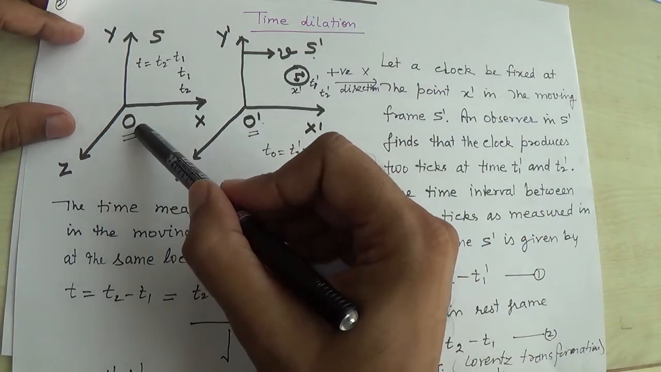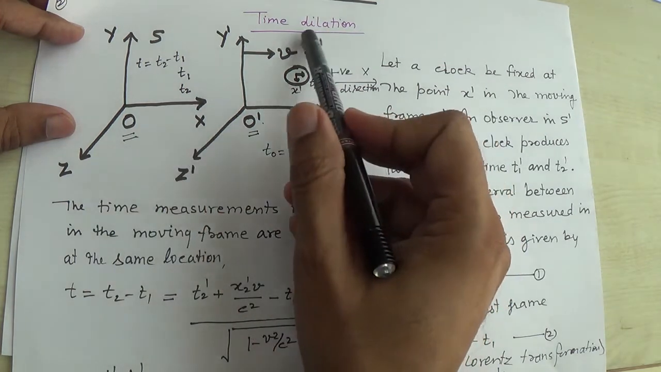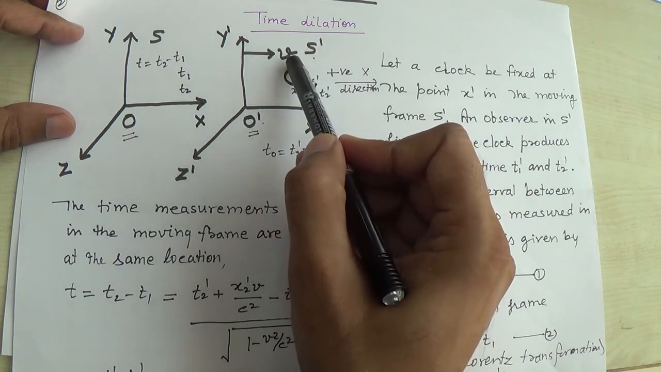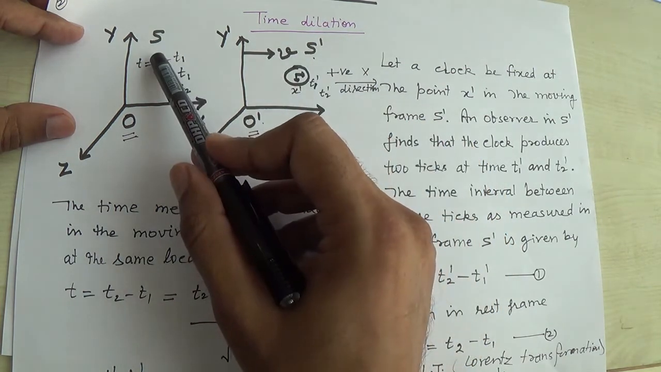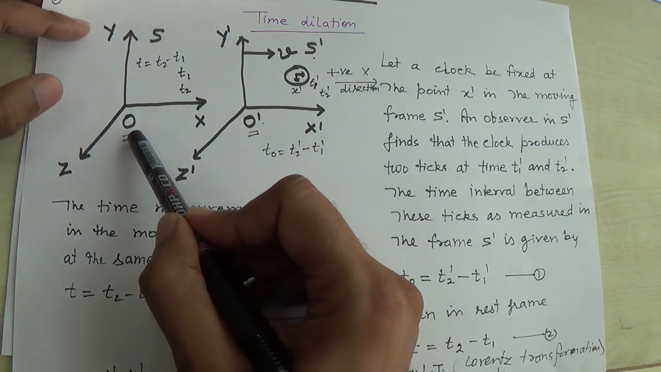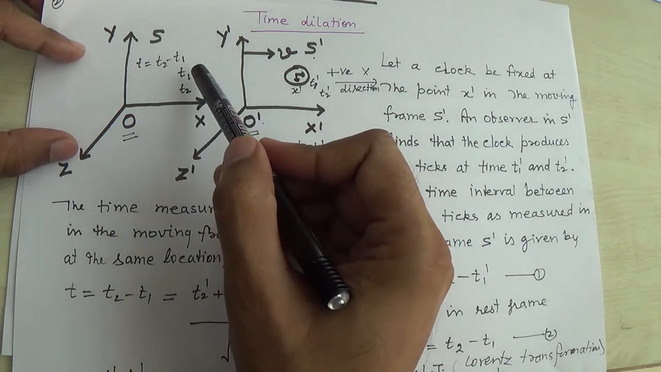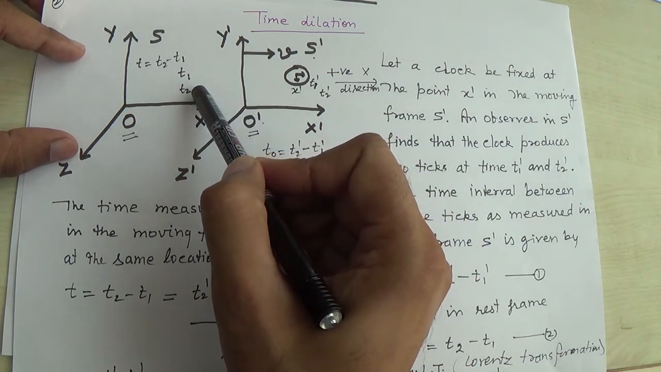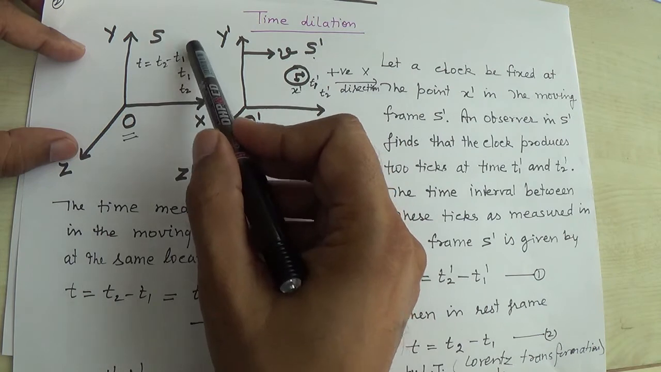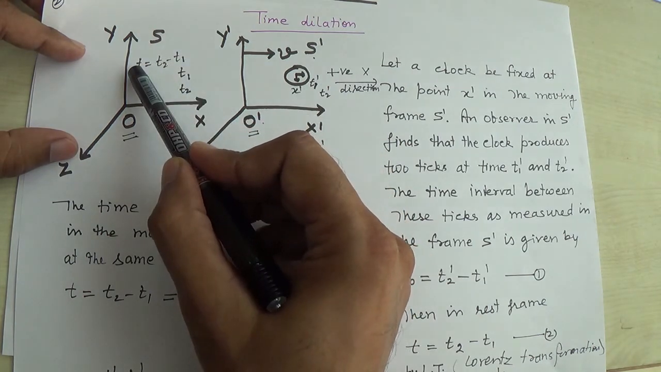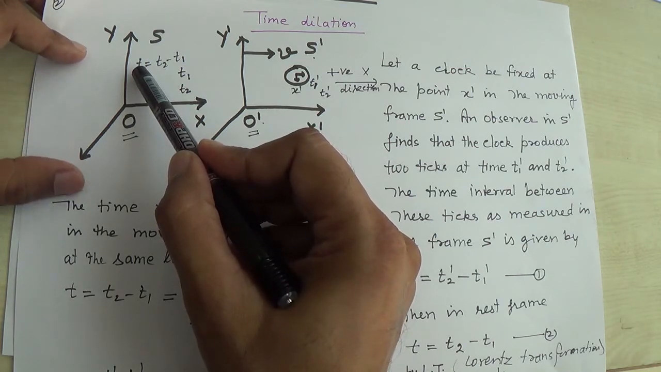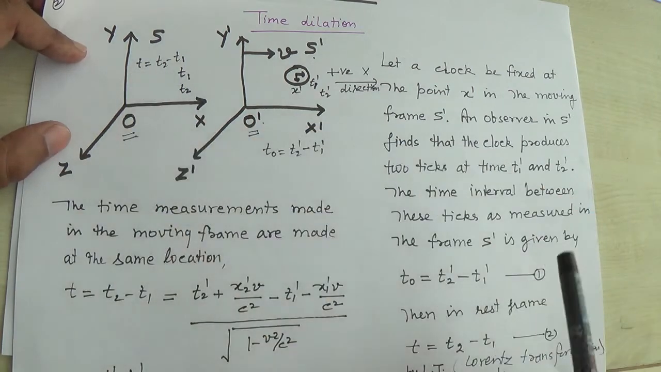And now in case of observer O, who is at rest with respect to this S prime frame, which is moving with the speed v relative to S prime. So this observer will hear these two ticks at two different instants, first at t1 and second at t2. So the time interval of these two ticks will be t2 minus t1, and the time interval defined for that observer is t.